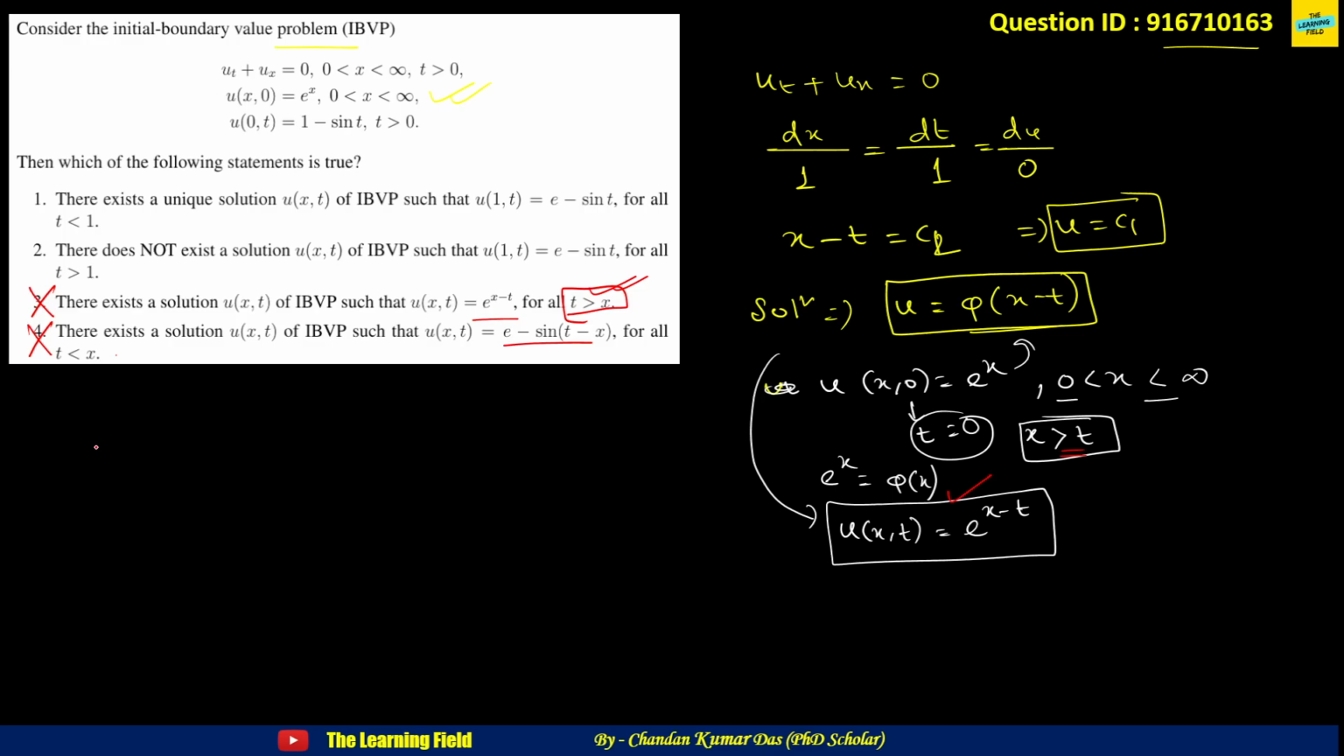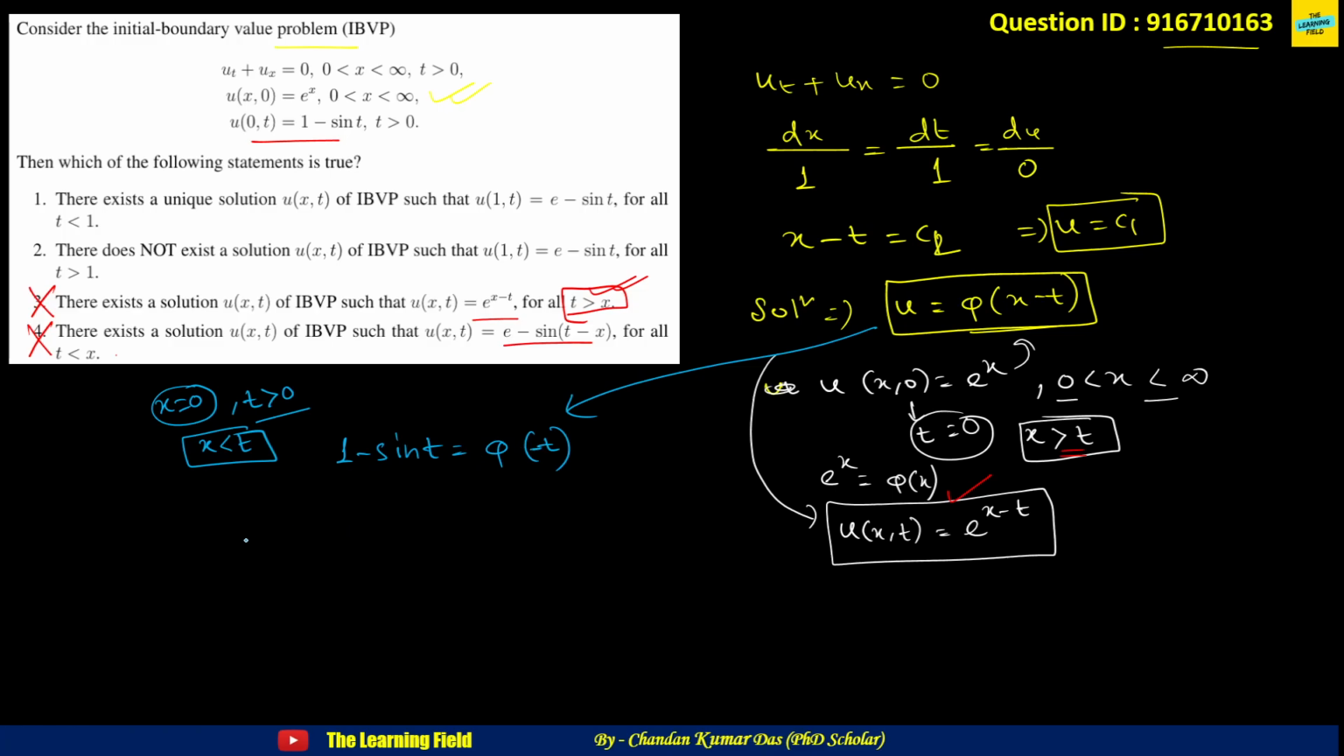Now, if we apply the second boundary condition, u(0,t), that is x equal to 0 and t greater than 0, the case here is x less than t. So for x less than t, applying this condition, we get 1 - sin t equal to phi of minus t, because x equals 0.